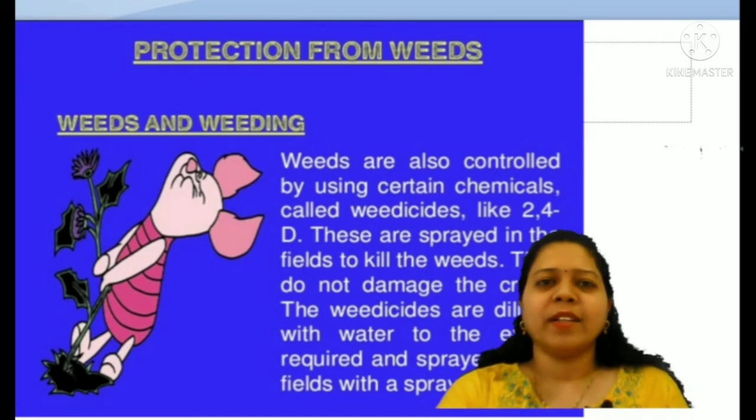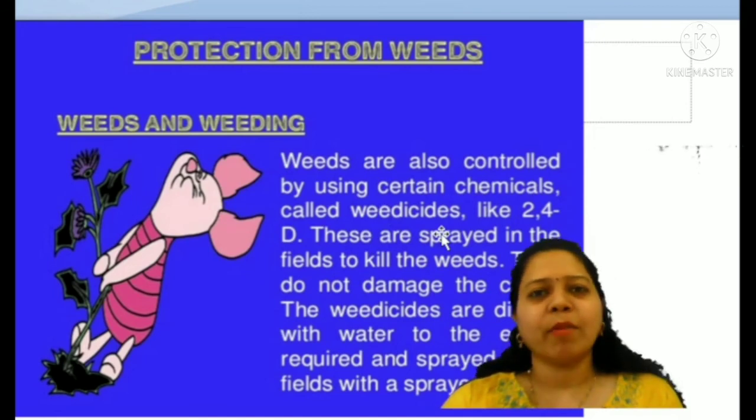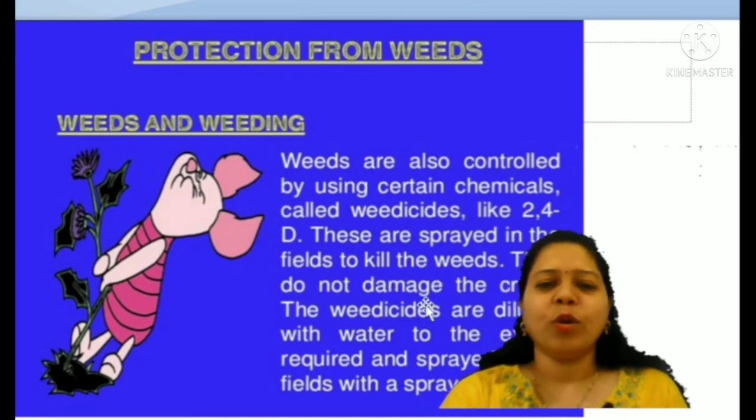How to protect the crops from weeds? Weeds are also controlled by using certain chemicals called weedicides. To control the growth of weeds, we sometimes use chemicals, and those are the weedicides, like 2,4-D. These are sprayed in the fields to kill the weeds, and they do not damage the crops. The weedicides are diluted with water to the extent required and sprayed in the fields with a sprayer.